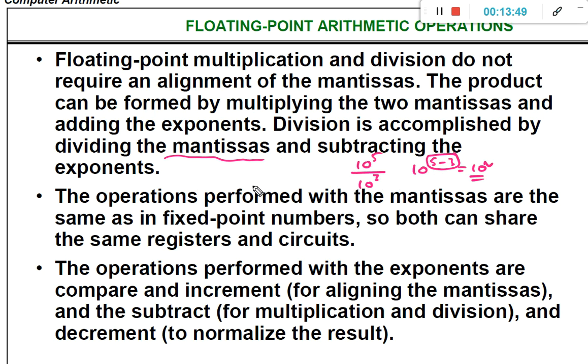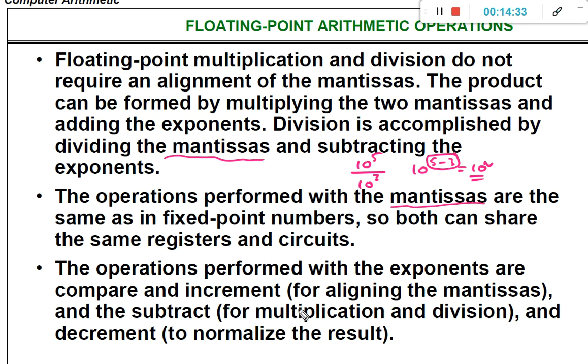As far as multiplication and division are concerned, the operations performed with the mantissas are the same as for the fixed point numbers which we have seen previously. We have seen algorithms for multiplication and division using the signed magnitude representation. So both the fixed point as well as floating point arithmetic can share the same registers as well as the circuits. The operations performed with the exponents are compare and increment for aligning the mantissas, subtract for multiplication and division, and decrement to normalize the result.